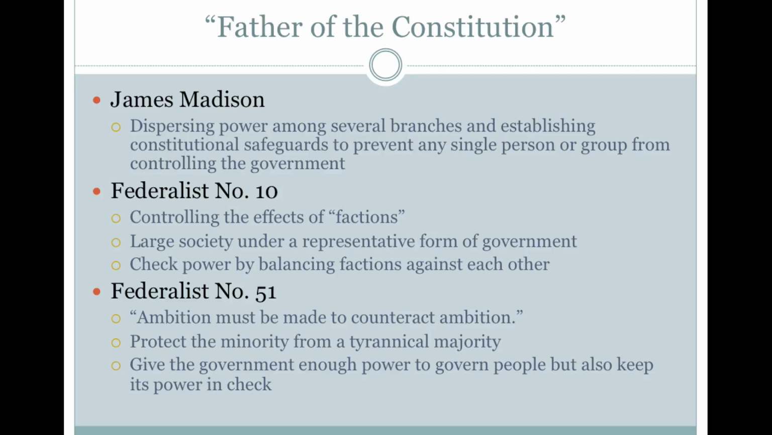Federalist 51 says, "Ambition must be made to counteract ambition." He thinks it's important to protect the minority from a tyrannical majority, and also give the government enough power to govern people, but also to keep its own power in check.